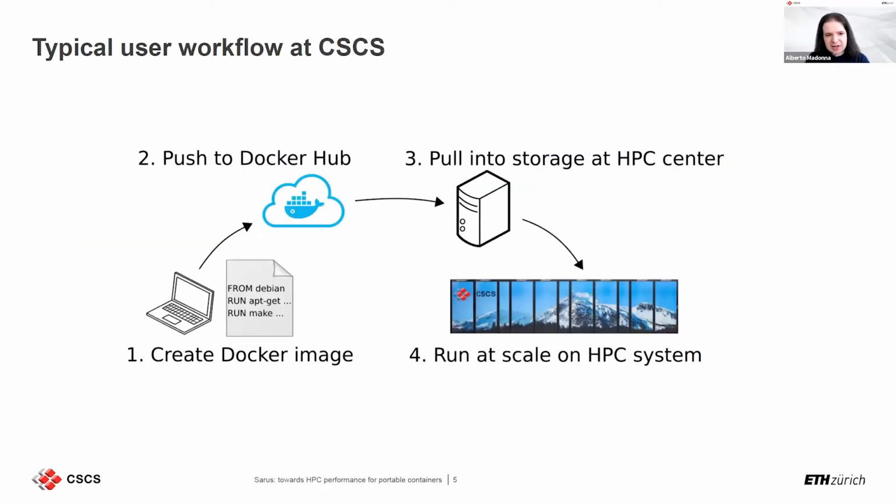So in this slide, we see represented a typical user workflow that we see at CSCS for containers. Users start with creating a Docker image in their personal workstations or laptop. Then they push that image to a remote registry like Docker Hub. And then the image is pulled into the storage at the HPC center and then finally deployed at scale on the computing system. And within this process, Sarus can carry out steps 3 and 4, so the pull and the deployment at scale.